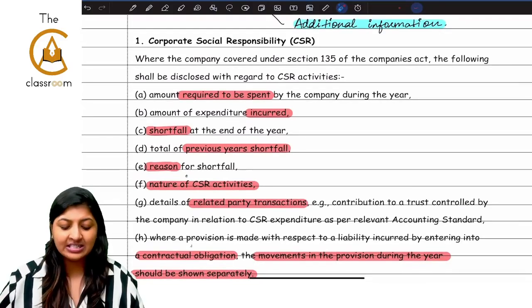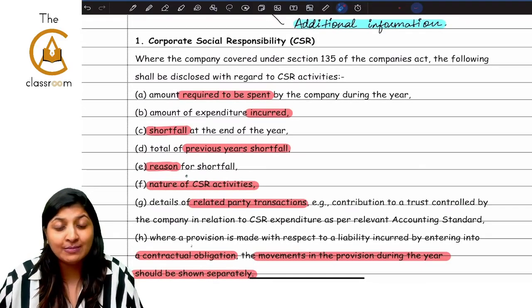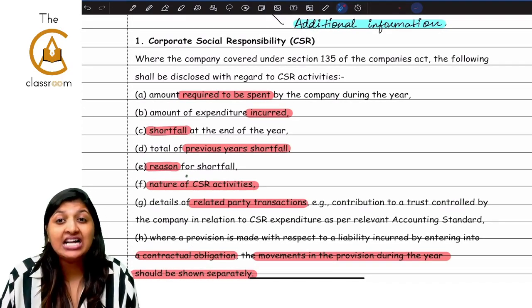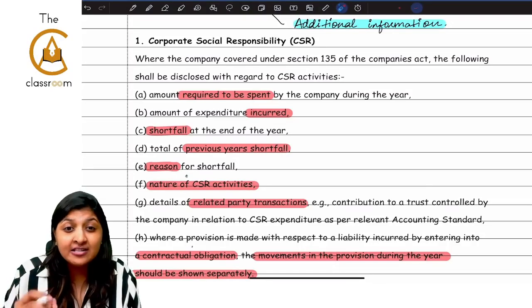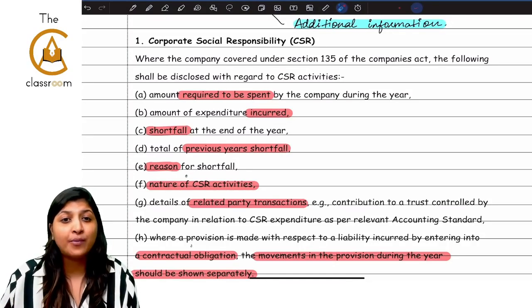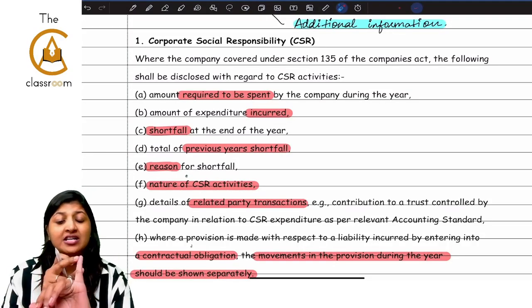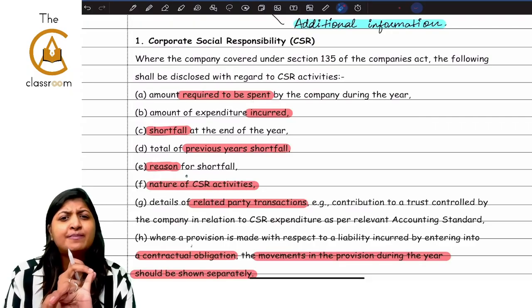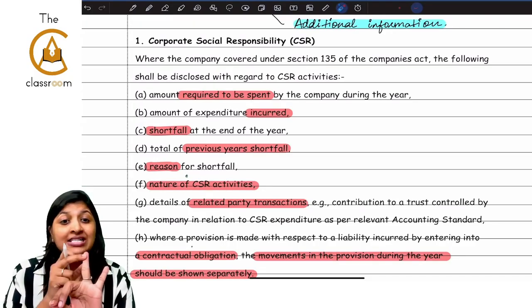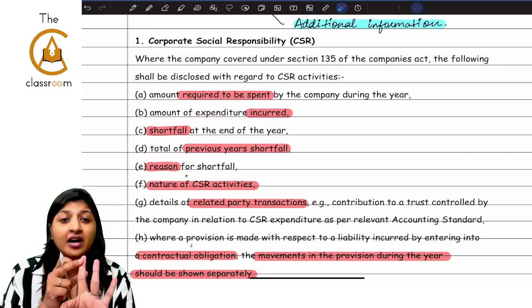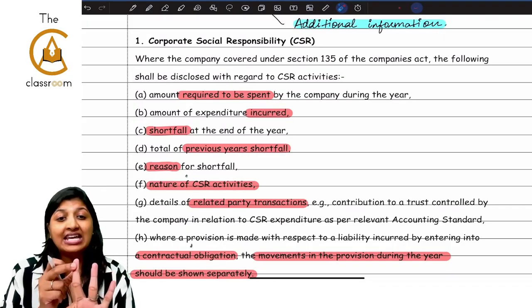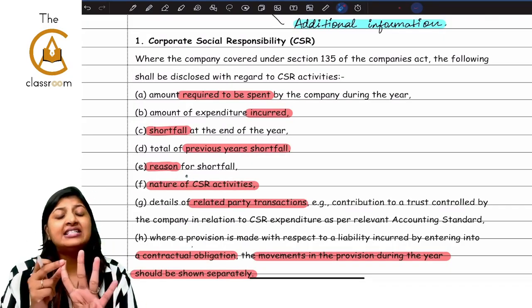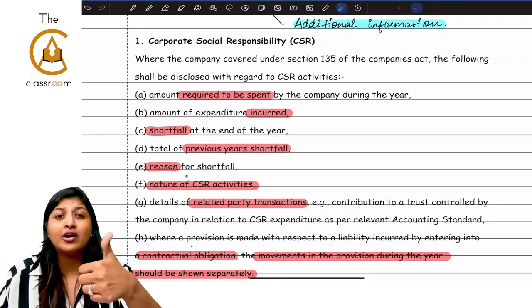The first one is corporate social responsibilities. If the company is covered under section 135 of the Act, then please disclose all of these 8 points. What are the 8 points? The first one is, what is the amount which is required to be spent as per the Act? Second, what is the amount actually spent? Third, is there any shortfall which is incurred? Fourth, the previous year, is there any shortfall? What is the reason for that shortfall?